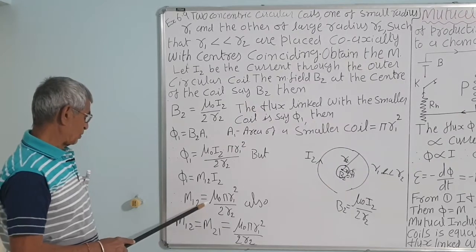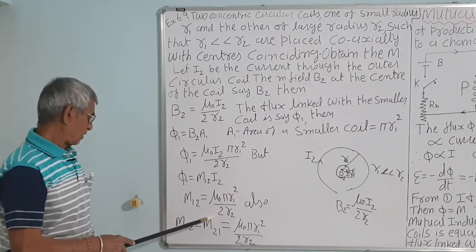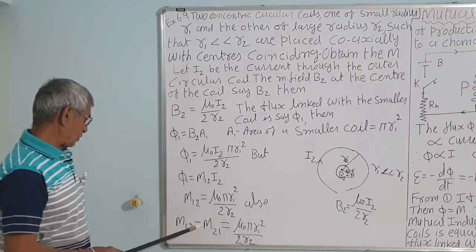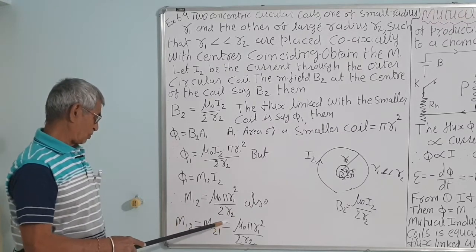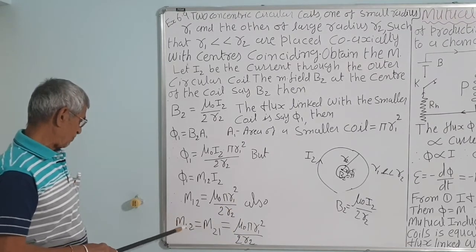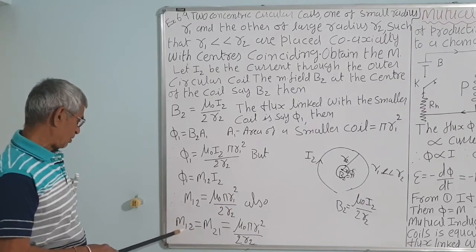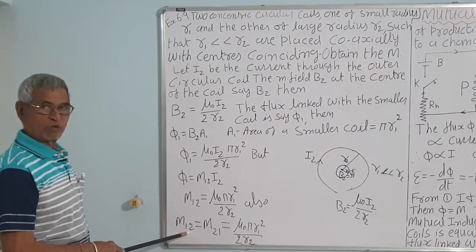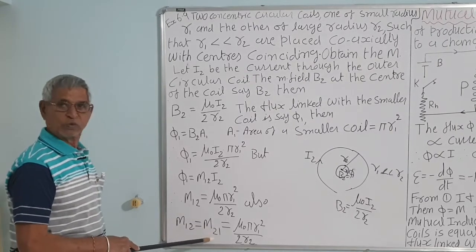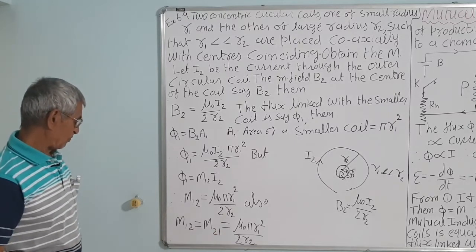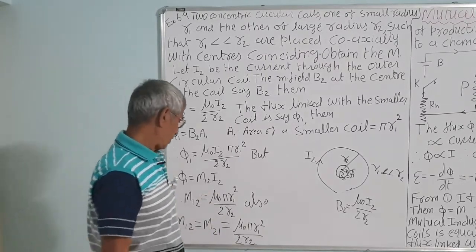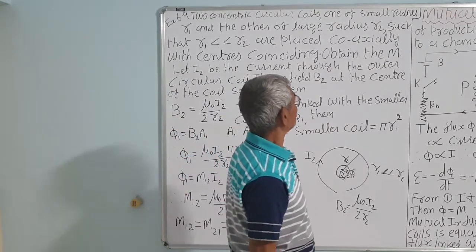So, M12 is equal to mu 0 pi R1 square upon 2 R2. And M12 is equal to M21. We know that mutual induction is the same, whether it is with respect to 1 or 2. That is, the mutual induction of the smaller coil 1 with respect to the bigger coil 2 is equal to the mutual induction of the bigger coil 2 with respect to the first, and that is the same, mu 0 pi R1 square upon 2 R2.